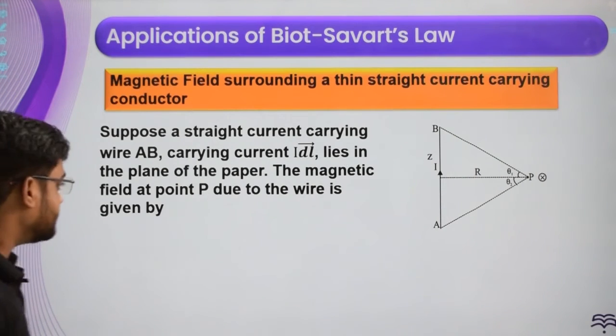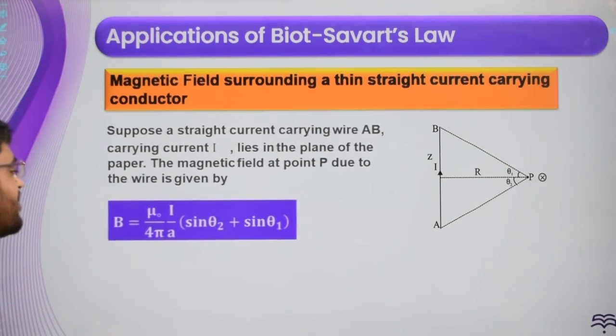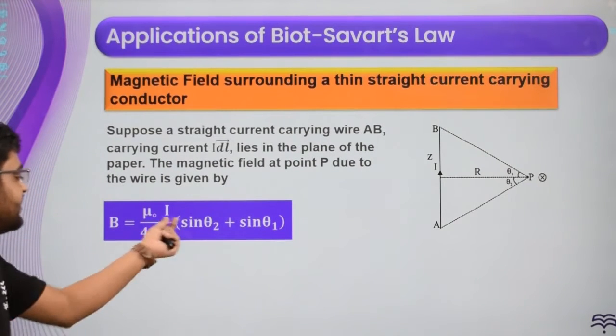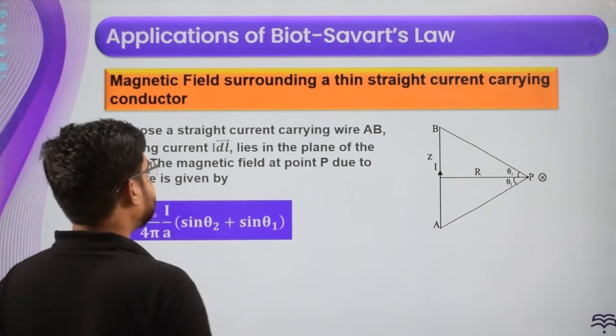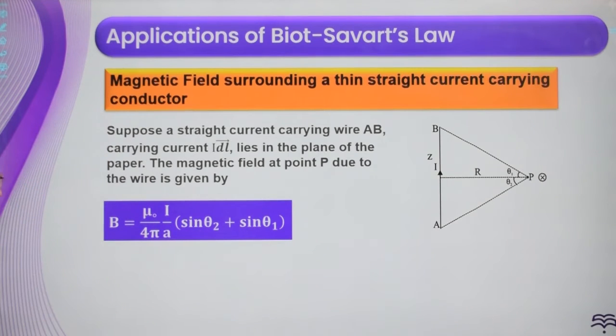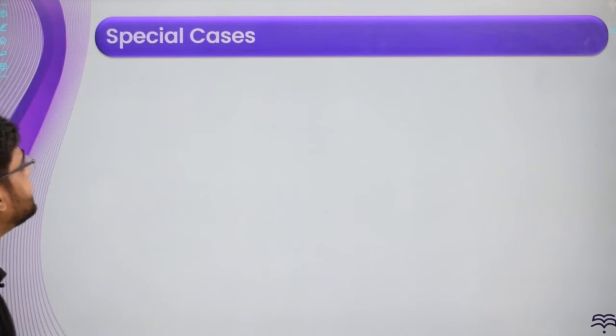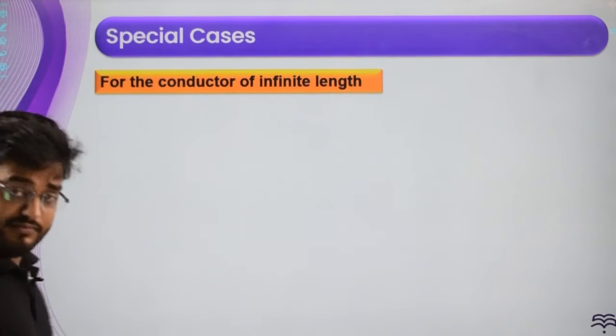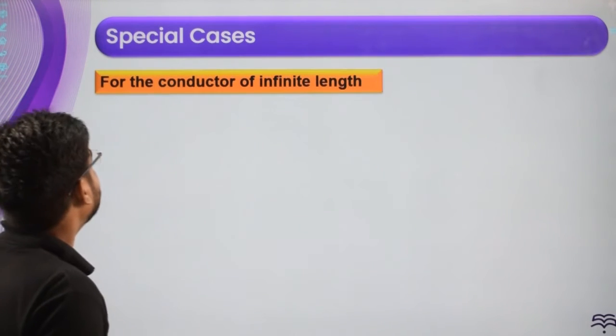Now, this is the formula which we had derived, that it is mu naught I by 4 pi a. The distance they have taken is a, right? Sin theta 1 plus sin theta 2. Now, let's move to some special cases about this particular magnetic field due to a piece of current carrying wire.